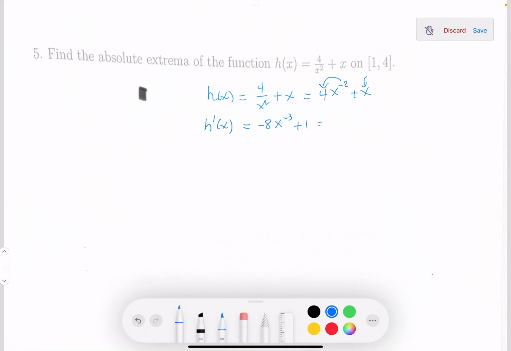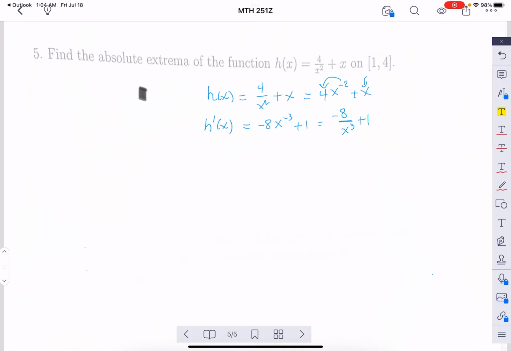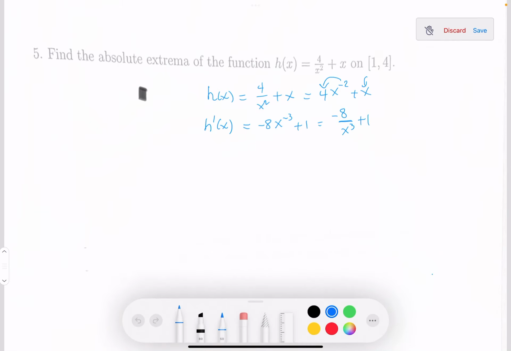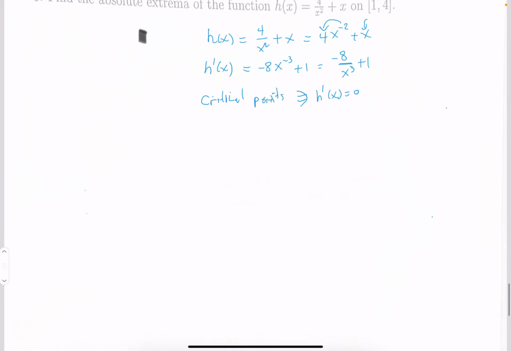So what is the answer? Minus 8 over x to the 3, because this is a cube, plus 1. That is h dash x, the derivative of h(x). Next, we have to find the critical point by making h dash x equal to 0.